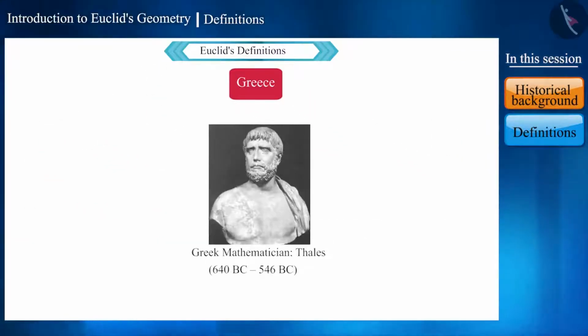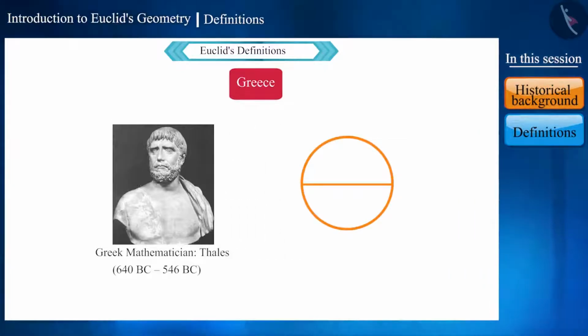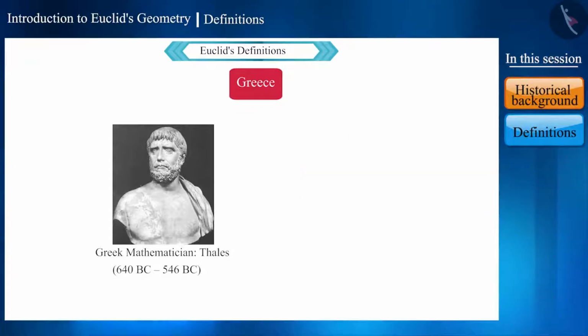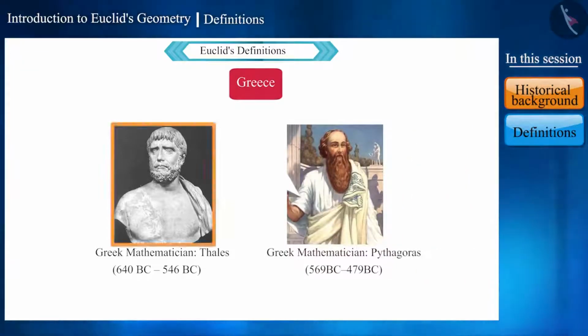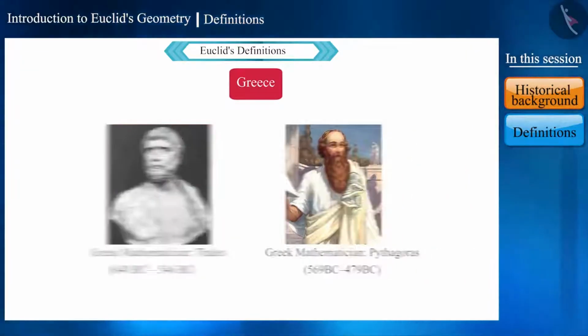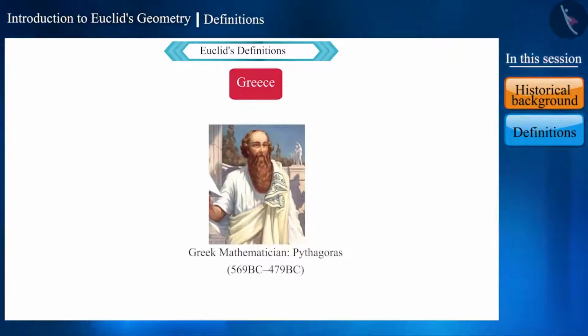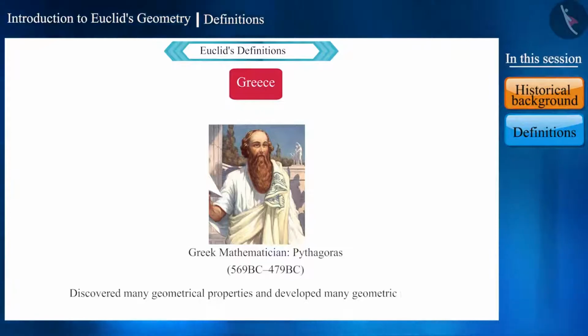The Greek mathematician Thales first provided the fact that the diameter of a circle bisects that circle into two equal parts. Friends, you would have heard the name of Greek mathematician Pythagoras. He was Thales' disciple. Pythagoras and his comrades together discovered many geometrical properties and developed the principles of geometry.